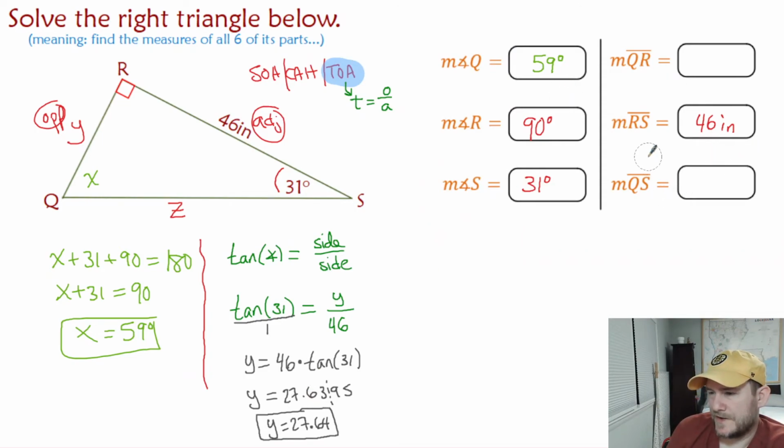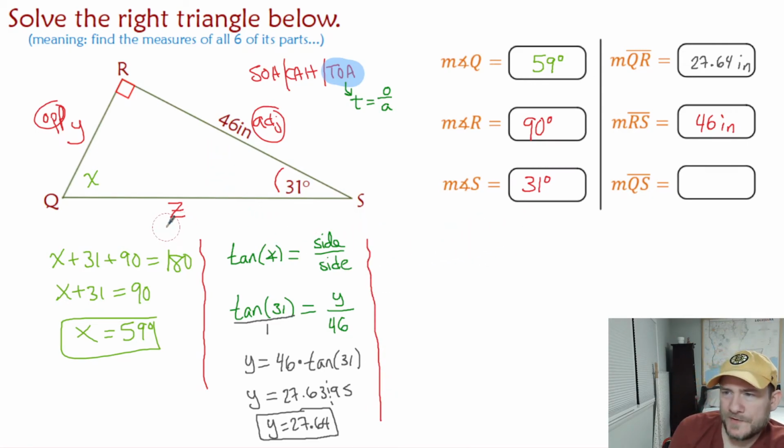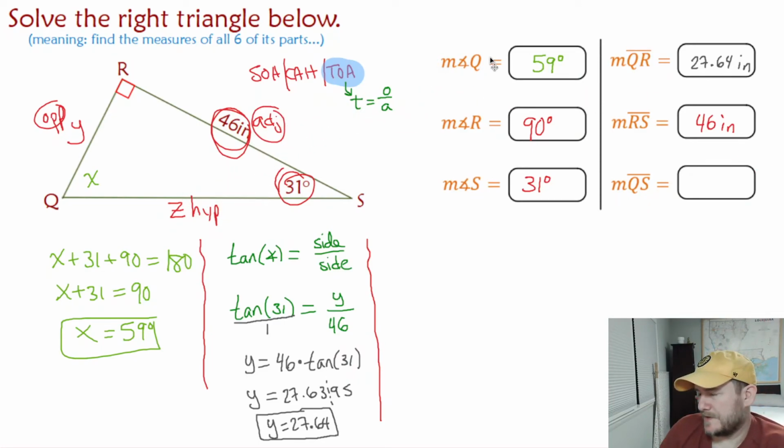And then we got one more side to solve for. So that was QR, 27.64. Those are inches. So we got to solve for Z now. And this time notice that if we're solving for Z, I would use the 31 they gave me, I would use the 46 that they gave me, and then I'm after this as my hypotenuse. So ideally my equation would be the one that uses adjacent and hypotenuse. And this time, that's not tangent, that's cosine. So to solve for Z, we want to use cosine.